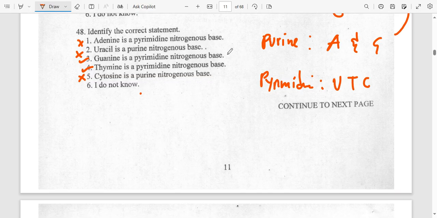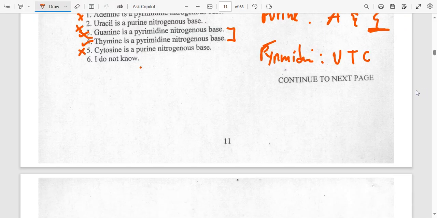Now, we can't have two answers for the same question. Guanine is a pyrimidine nitrogenous base. Thymine is a pyrimidine nitrogenous base. Okay, so guanine is not a pyrimidine. You can see where it is. Guanine is a purine. So the answer is only option 4.